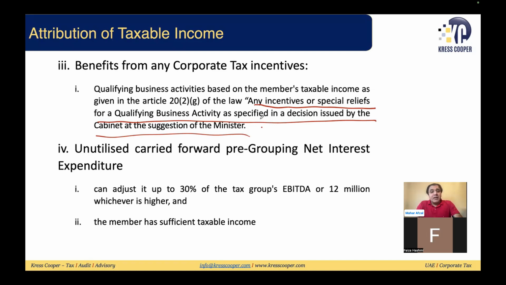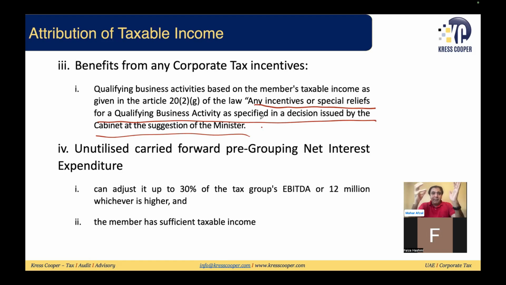Fourth condition, unutilized carry forward pre-grouping net interest expenditure. Initially we'll discuss pre-grouping tax losses. Now there is pre-grouping net interest expenditure. One member is joining a group. Once a member is joining a group, this member has pre-grouping interest expenditures. We know that this interest expenditure can be adjusted maximum 30% of the EBITDA, remaining can be carried forward for a further period of 10 years.